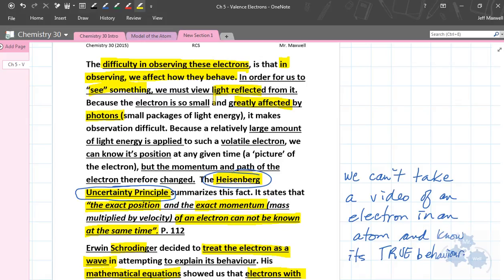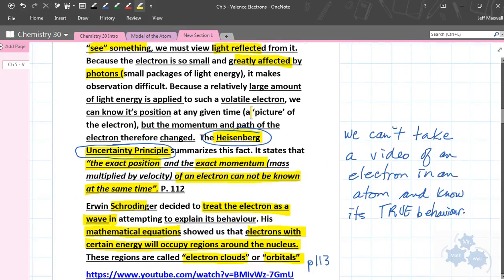As soon as you try to take a picture or shine a light on an electron, you greatly affect its path, and you change its behavior. This is called the Heisenberg uncertainty principle. It summarizes this by saying the exact position and the exact momentum, that's the mass times the velocity, the path or momentum it's carrying, of an electron cannot be known at the same time. That's page 112 in your text if you want to read about that a little bit more.